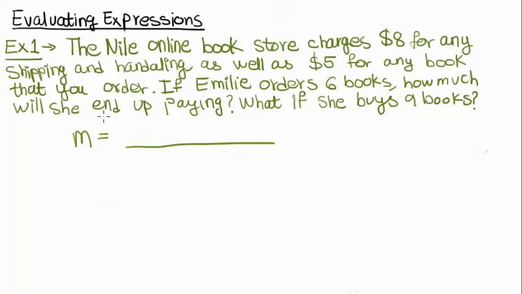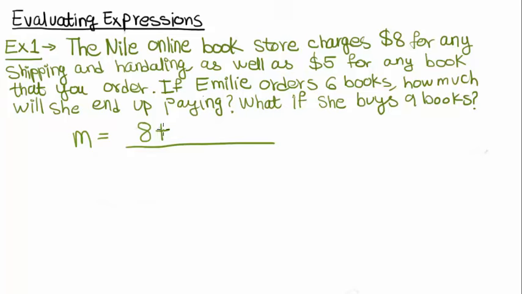What we know is that the Nile bookstore will charge us $8 for any order. So we can start out by writing down the $8 flat fee. Next, we need to use the addition symbol to represent that any number of books that we will order will be added up to the $8 fee. And since we're adding up the amounts, we don't need to use subtraction, division, multiplication. We need to use addition.